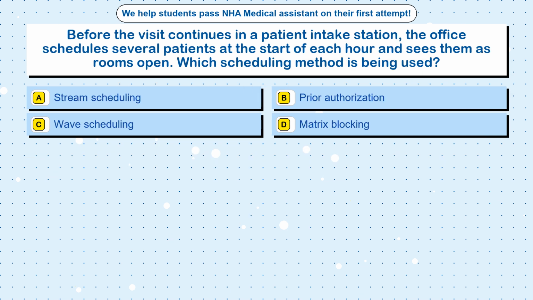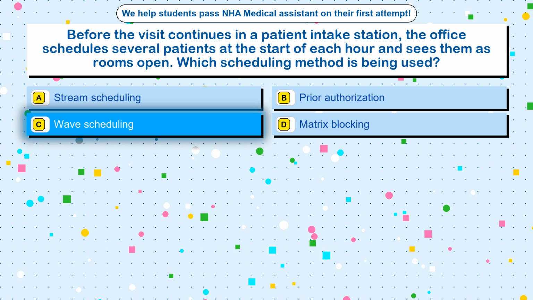Question 50. Before the visit continues in a patient intake station, the office schedules several patients at the start of each hour and sees them as rooms open. Which scheduling method is being used? Option A, stream scheduling. Option B, prior authorization. Option C, wave scheduling. Option D, matrix blocking.